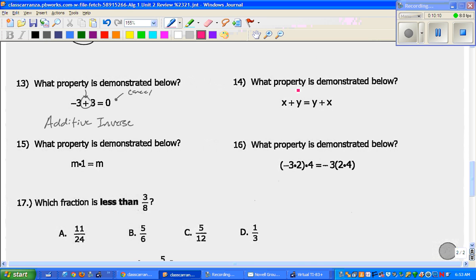All right, next one. Once again, I see that they're adding, and all they did was switch the numbers around, so they were moving. And when they're moving, that's commuting. So that is the commutative property of addition.